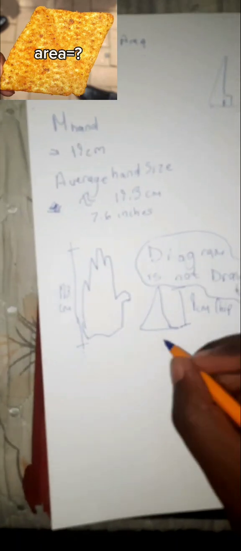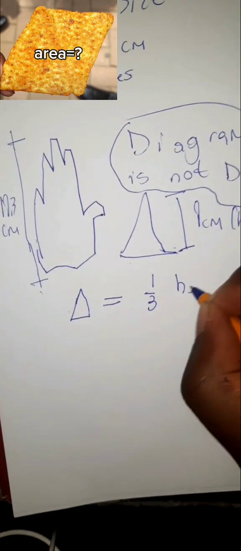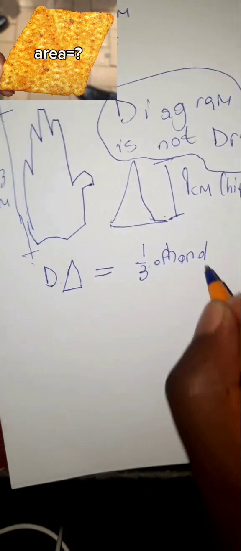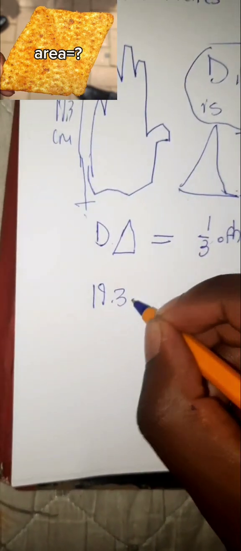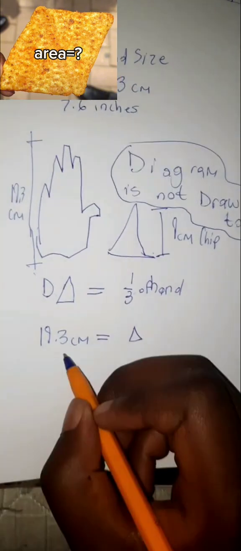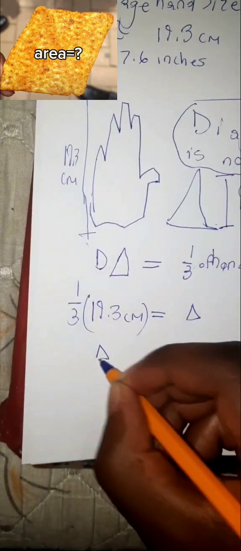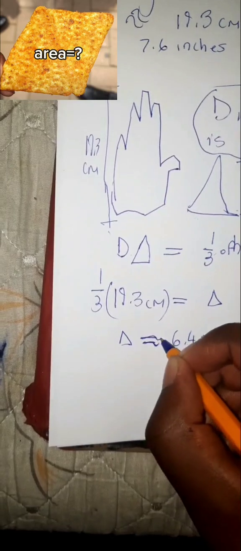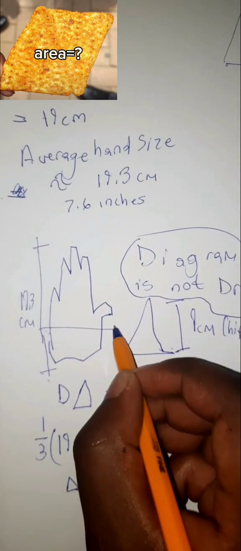Now we can roughly assume that a Dorito, when I use the symbol for Dorito, is equal to a third of a hand. We can assume that a Dorito is equal to a third of a hand, right? So now, looking at this, we can put this in a bracket and say 1/3, and then we get Dorito is equal to 6.4 centimeters, roughly. That Dorito is equal to 6.4 centimeters.